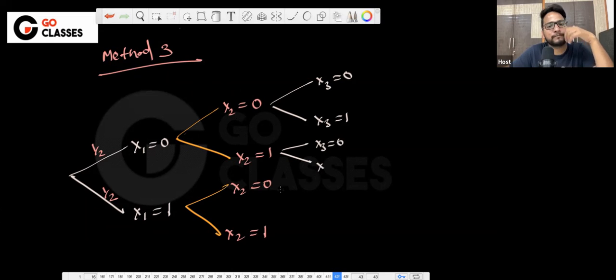It would probably be a bit better to start with x3. Given that x3 equal to 1 was given, I could have just removed one of the branches. Okay, so let me start with x3, because I will be removing one of the branches in that case.